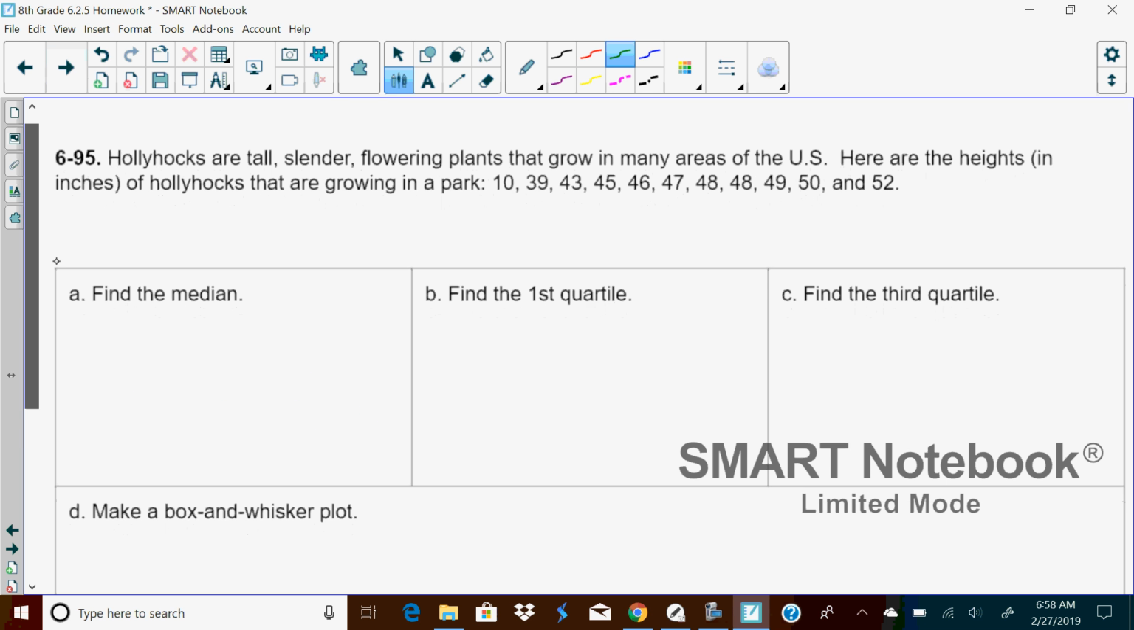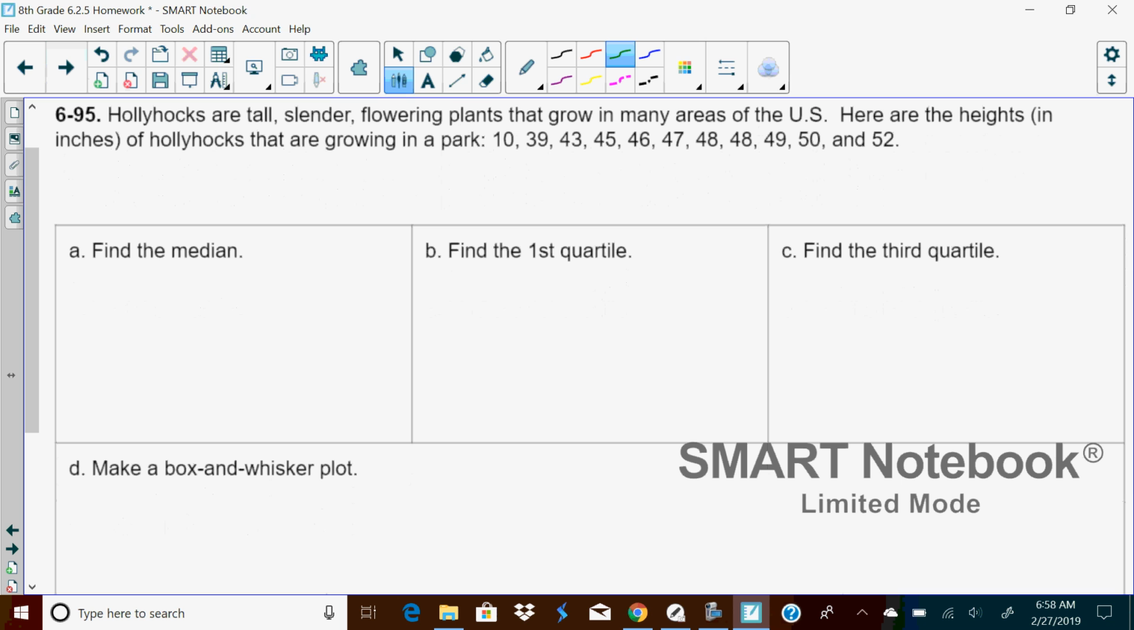95, hollyhocks are tall, slender, flowering plants that grow in many areas in the US. Here are the heights in inches of hollyhocks that are growing in a park. A, find the median. So I just kind of went back and forth between the two. The median was 47. Find the first quartile, it's the median of the lower half, it's 43. And the third quartile would be 49.